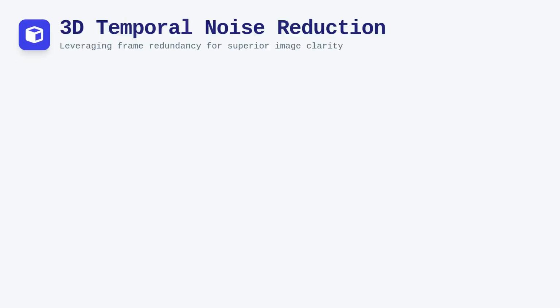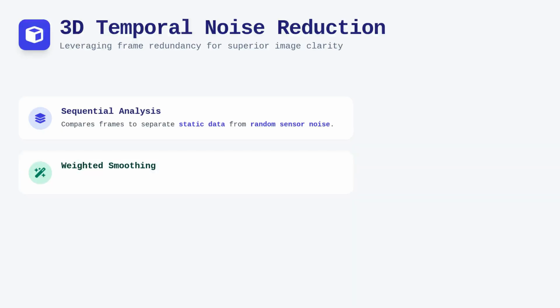In contrast, 3D temporal noise reduction utilizes the redundancy of information across a sequence of frames, which is inherently more effective for static scenes. Because true noise is random and changes with every clock cycle of the sensor, comparing sequential frames allows the processor to determine which data points remain static and which are transient anomalies. If a pixel value remains relatively stable across multiple frames, the temporal filter increases its confidence that the current value is accurate and applies a weighted average to smooth out the jitter.